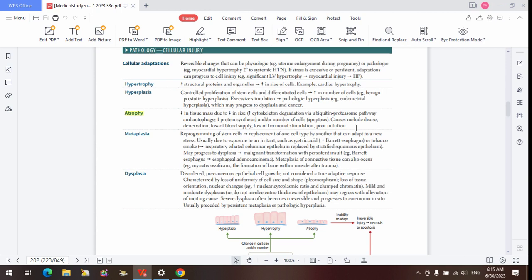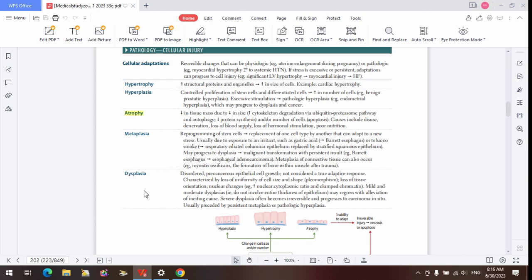So we talked about hyperplasia and metaplasia to be background lesions that can develop into dysplasia. As I said, dysplasia just means disordered precancerous epithelial cell growth. So when the epithelial cell growth is becoming disordered and we are seeing some particular pattern of changes, we know that this cell is undergoing dysplasia and there's a potential that it's going to end up being malignant.